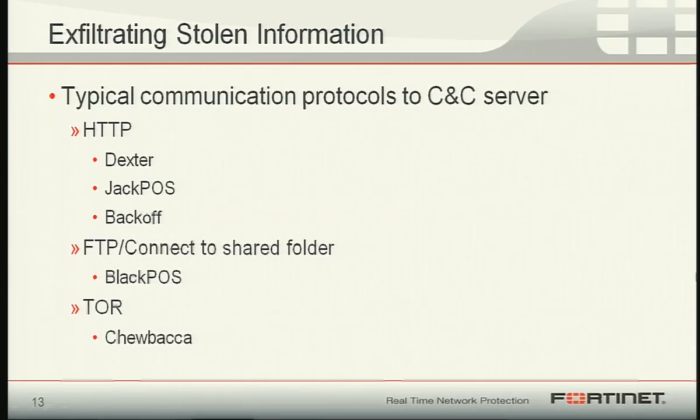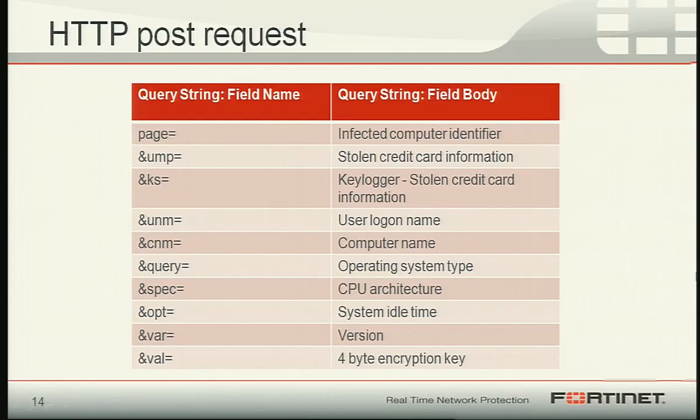Once the credit card information has been stolen, it is now the final step where you have to exfiltrate it to a CNC server. There's nothing too special about this. We've seen samples use HTTP, FTP, and even Tor. HTTP is by far the most frequent we've seen.